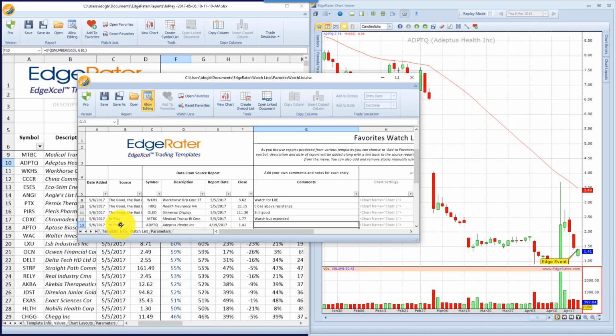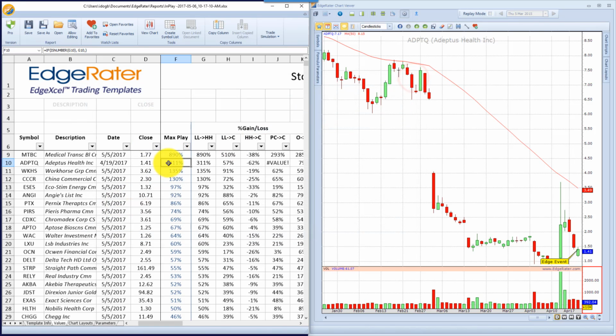You'll notice this time the source of this is now the in-play template. The close on Friday was 141. It's added all that information in for me, and I'm just going to say on the move. And just a little note for the future when I review this list.